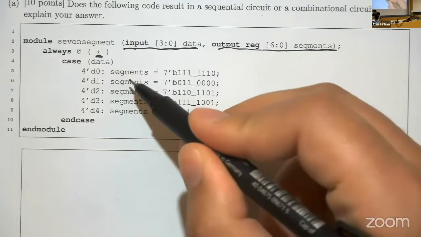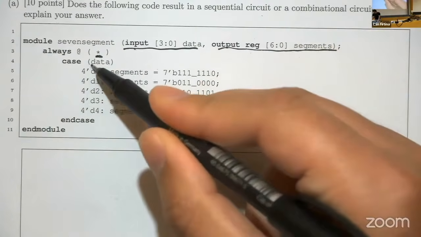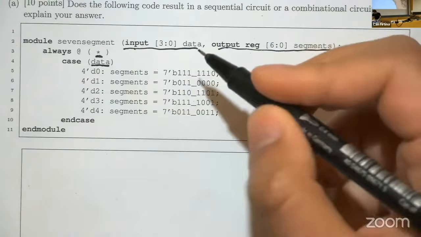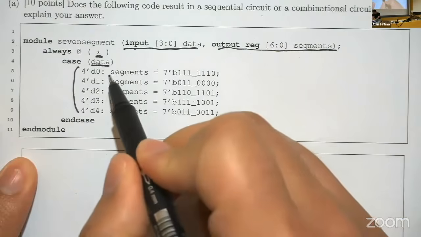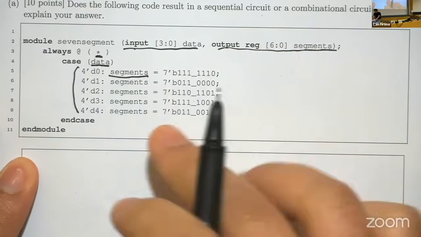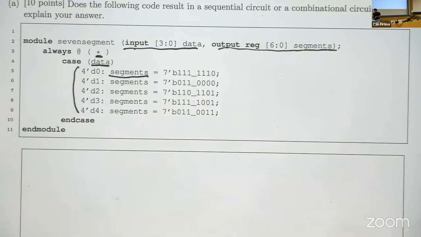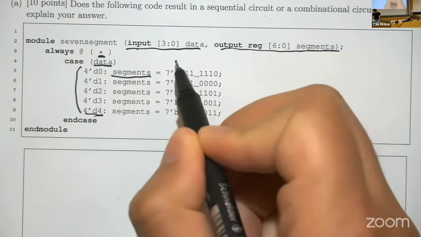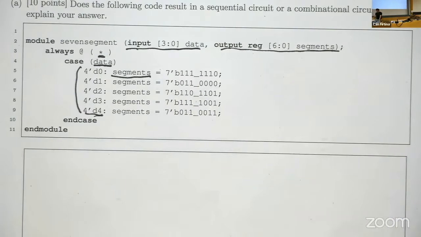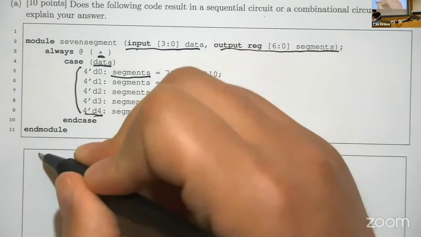And here, there's a case statement. Inside the case statement, we're looking at the data value. And for only 5 of these values, we have an assignment for the segment output. Because we have segments as a left-hand side operand in these statements, and it is not assigned a value in all cases, this is a sequential circuit. So the answer is sequential.